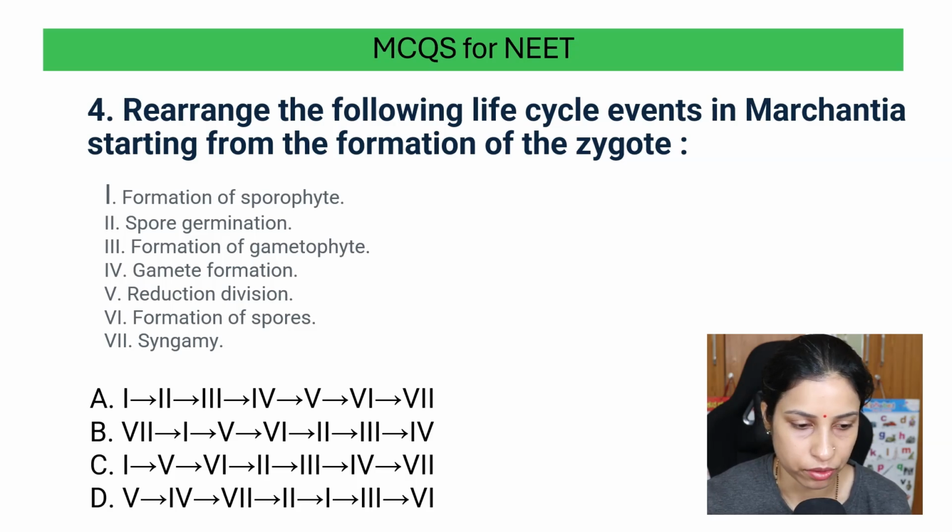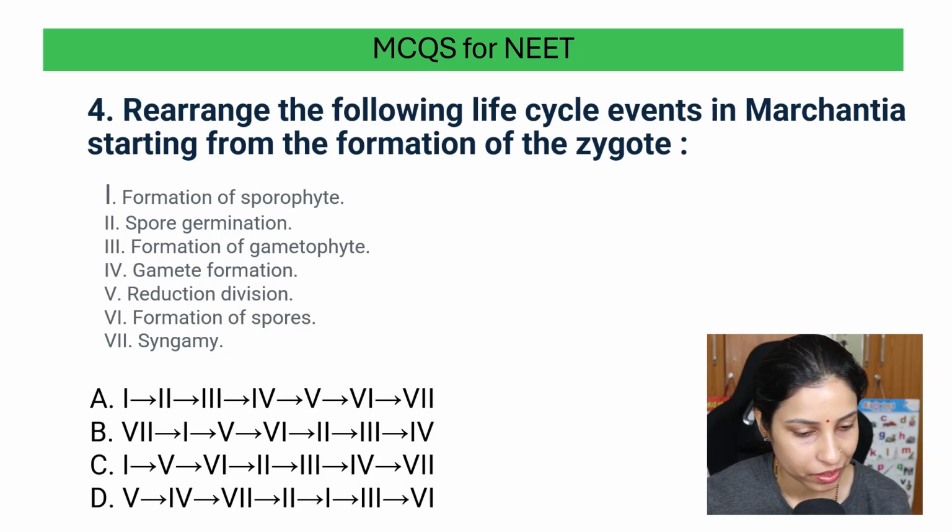First, formation of sporophyte. It's a correct one. Then fifth, that is reductional division. Yes, correct. After sporophyte formation, it undergoes reductional division. So what will be formed? That is the formation of spores, the sixth statement. Yes, after reductional division, it will form the spores. Then the second statement, spores germinate. After spore formation, it will germinate. And the third statement is the formation of gametophyte. Spores germinate and grow into a gametophyte.